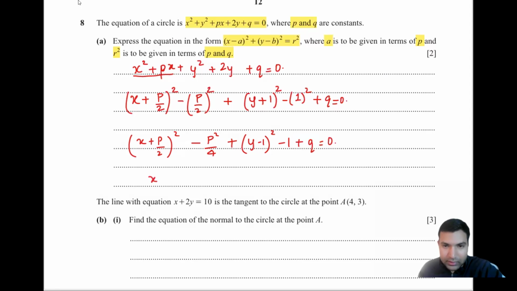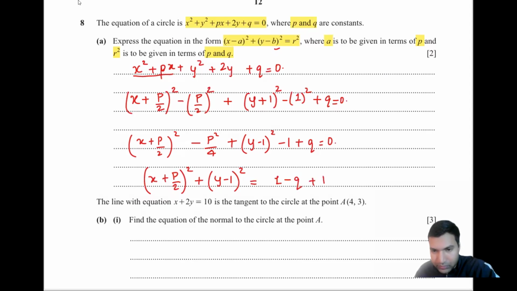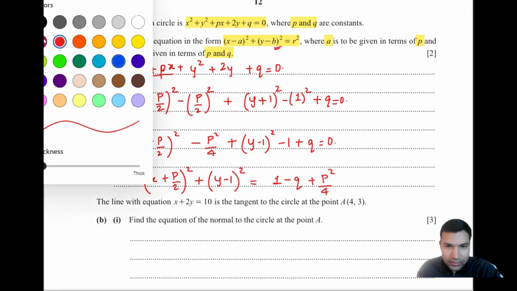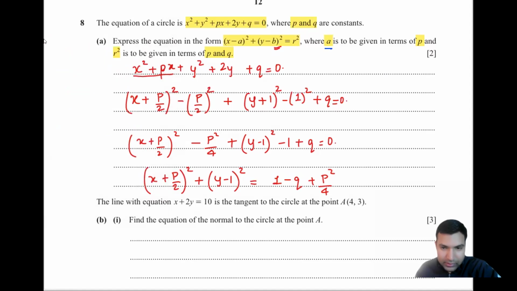So rearranging this, we get finally x plus p by 2 whole square plus y plus 1 whole square is equal, taking all the constants to right hand side, to 1 minus q plus p squared by 4. Okay. Now comparing it with this equation of the circle, which is x minus a whole square plus y minus b whole square equal to r square. So a is with x minus this. So interpretation, therefore a equal to x minus of minus p by 2, right? So a is negative p by 2, right?